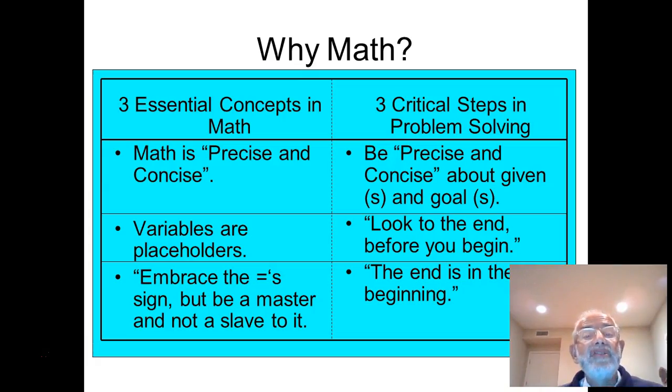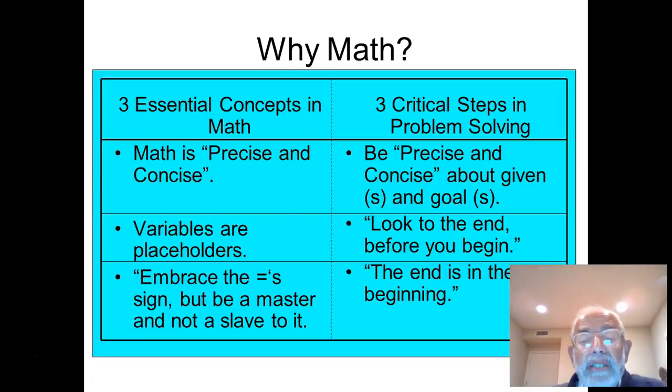Okay, so now we can see why we need math, because the 3 critical steps in problem solving that we need to do and the 3 essential concepts in math exactly go hand in hand. We need to be precise and concise in order to solve a problem, and math does that. We need to look to the end before you begin. A variable is a placeholder that allows us to look to the end, because we can write an equation, and then the end is in the beginning. When we get our equation, we can find it.